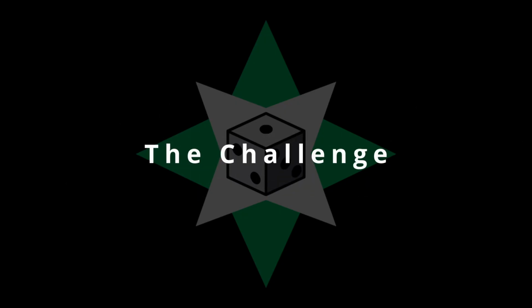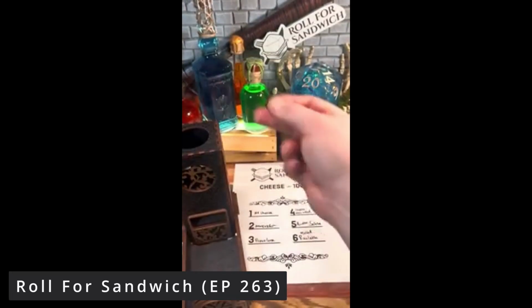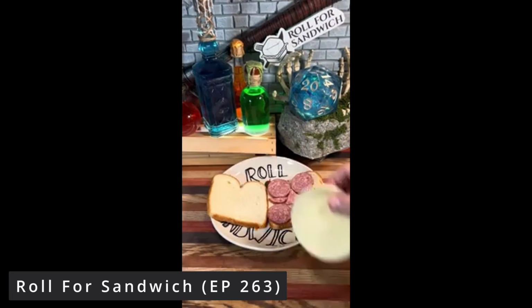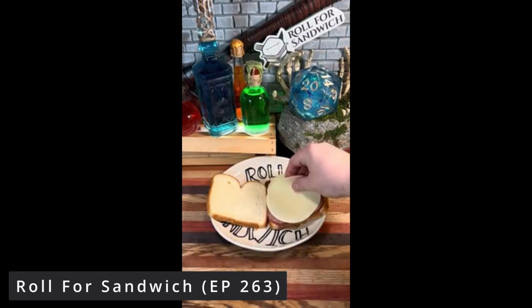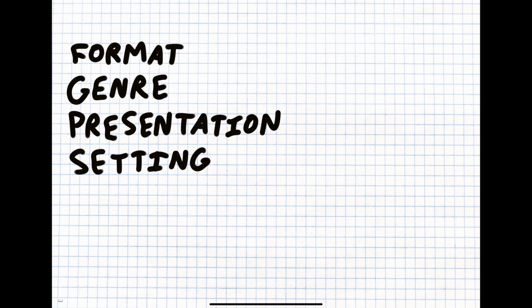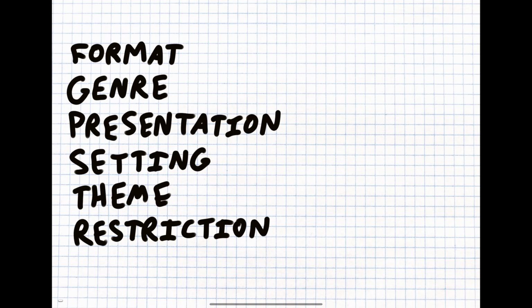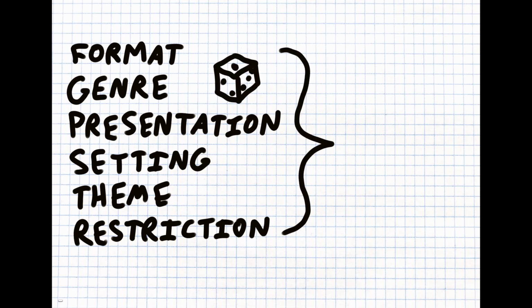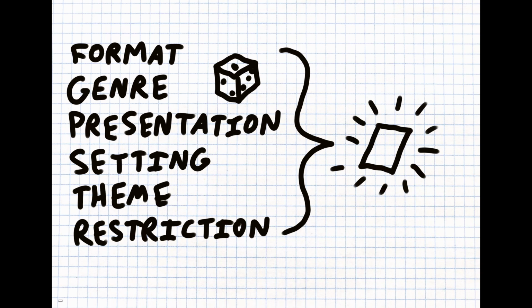In order to help myself in learning Godot, I've decided to make a challenge out of it. Inspired by the series Roll for Sandwich, I have decided to take a similar approach except with game development. It works like this. I start with a table of options in 6 different categories: format, genre, presentation, setting, theme, and restriction, and roll randomly on each table to determine what to make. After that, I must make a game using those elements I rolled. In the end, I hopefully end up with a little completed game and have learned something about Godot in the process.